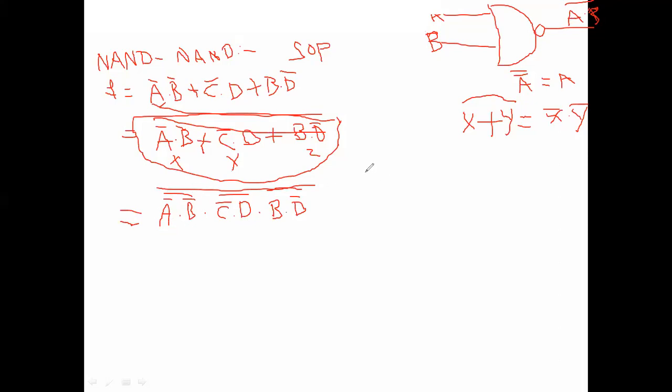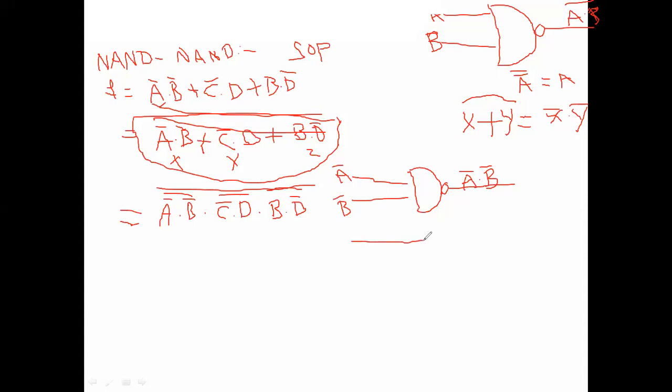Okay, for that, see here, this is A bar. This is B bar. These are the two inputs. These two inputs are applied to the NAND gate. So what is the output here? You will be getting A bar dot B bar whole bar. Okay? Next, what is the next term? C bar dot D whole bar.